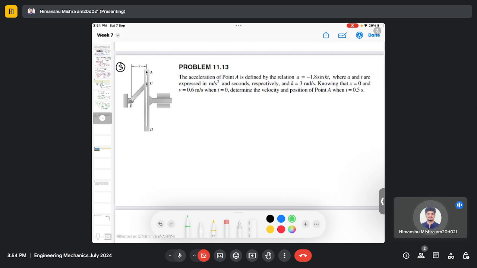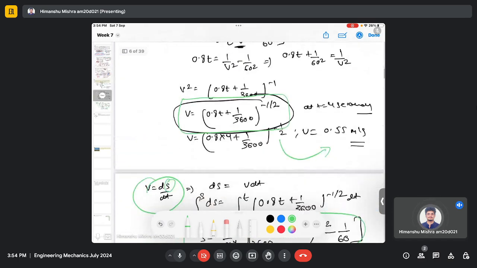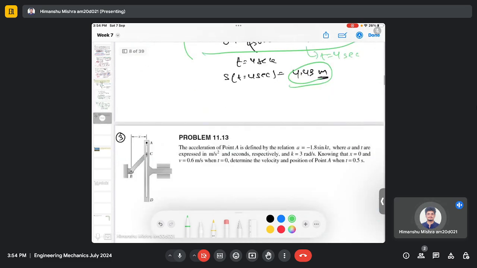So it's the same problem that we just have solved. Just like the two problems we have solved, it's the very same problem. So we need to use the same concept. As you can see here, the acceleration is a function of time. So again, the acceleration is not constant. So you need to use the general equation to find the unknown. This is what we did in the last two problems.